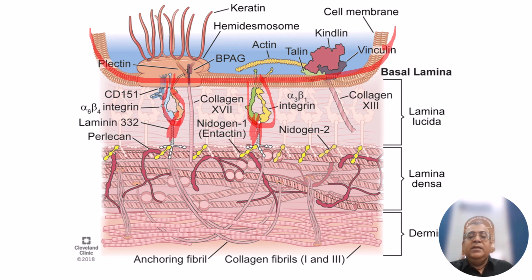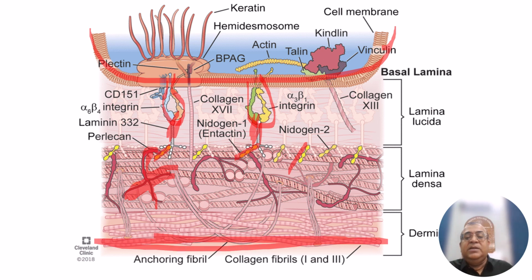And there is perlecan, that is a large molecule of heparan sulfate. There is presence of these nidogens or entactin that are connecting perlecan with the laminin, and hence they are attaching these epithelial cells to the underlying collagen, that is type 1 and type 3, with the help of anchoring fibrils, where there are many anchoring fibrils also present.